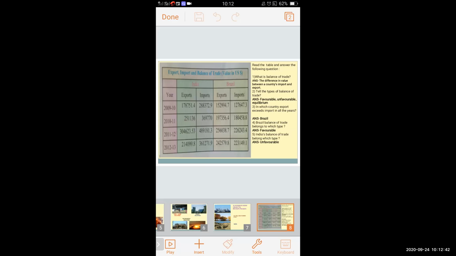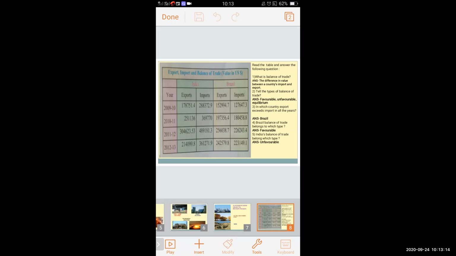And export, there is some number given. Import also, a number is given for both the countries, India and Brazil. So as per this table, we can compare the import and export of India, the import and export of Brazil, and the trade between these two countries.